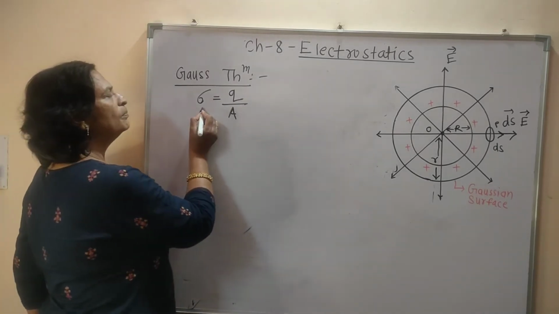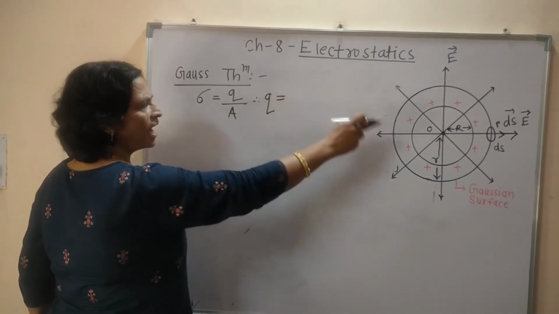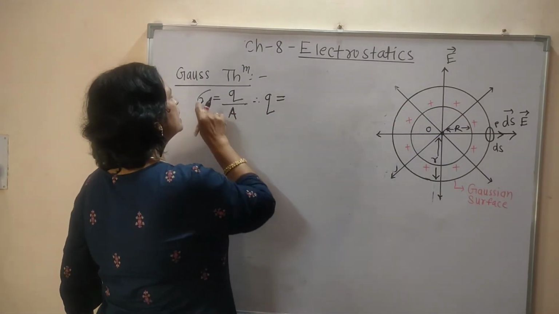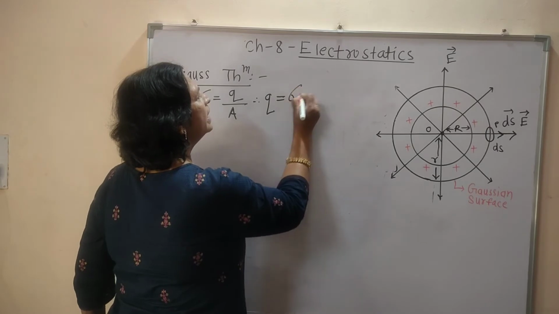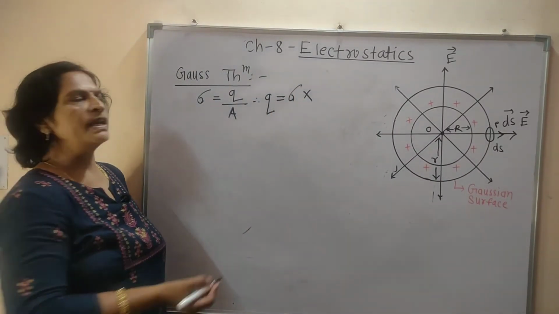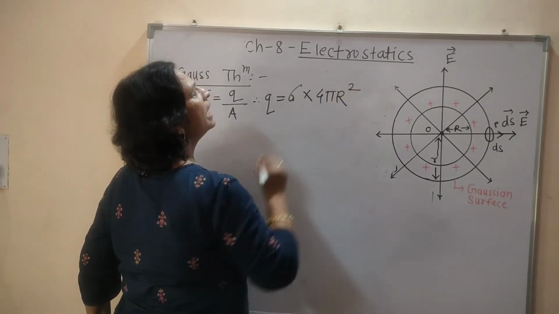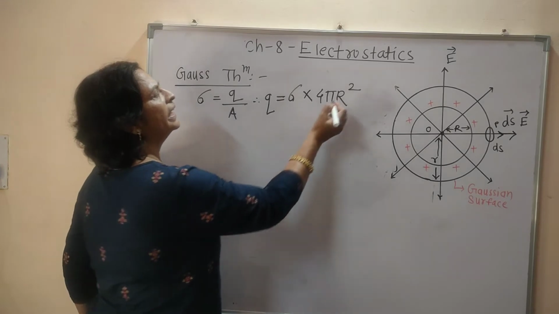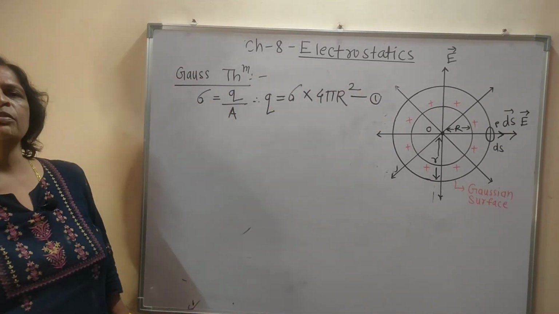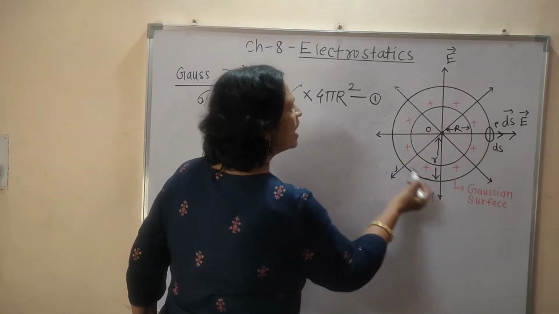Then from this formula, Q, the charge over this sphere, is nothing but sigma times A, and this area, if R is the radius of this sphere, is 4 pi r square, the area of this sphere. This is equation number 1. Now we have to find the electric field intensity due to this charged sphere.